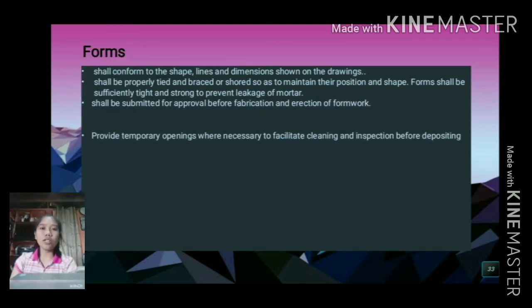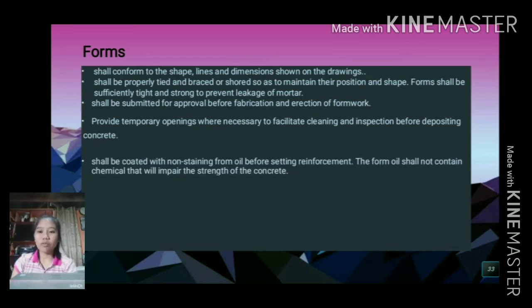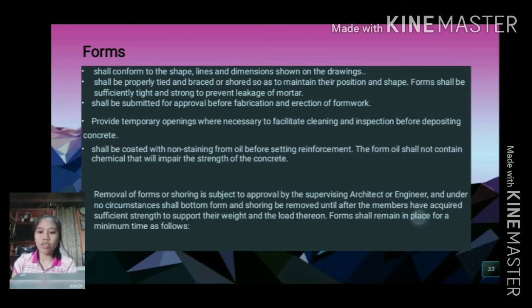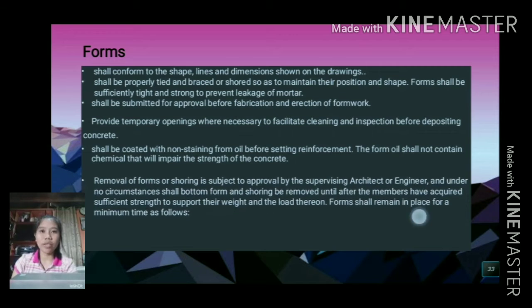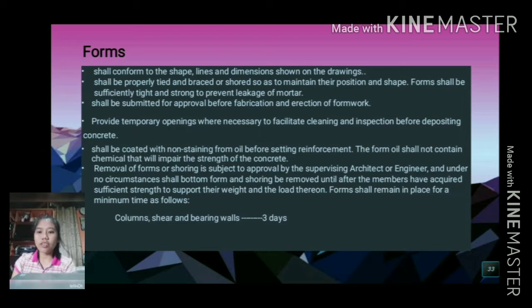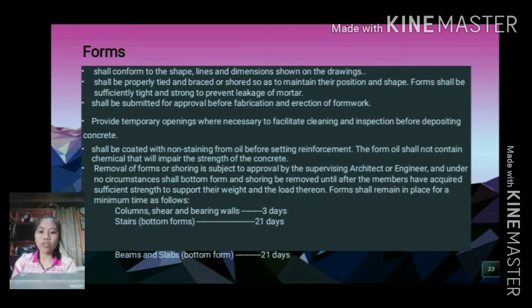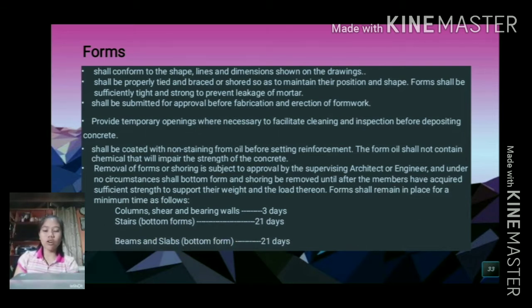Concrete forms shall conform to the shape, lines, and dimensions shown in the drawing. So, the forms made should reflect the plan or the drawing. They should be tied properly so that our form, and our concrete once it hardens, will not distort.